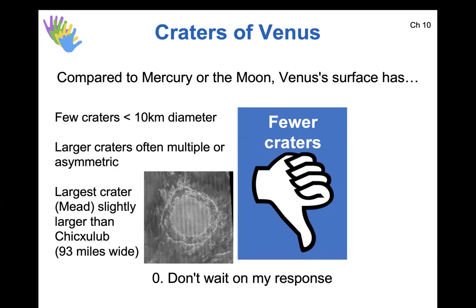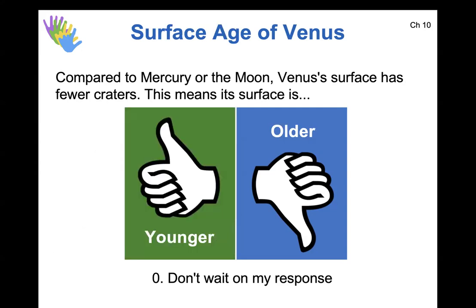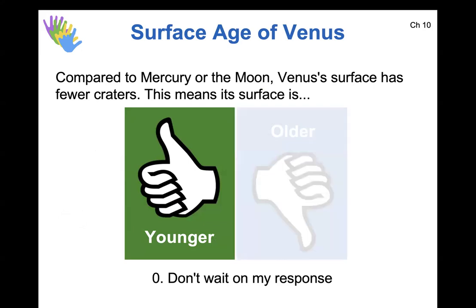This is the one associated with the impact event that caused the extinction of the dinosaurs some 65 million years ago here on Earth, and their sizes, Meade and Chicxulub, are comparably around 93 miles wide. Don't ask me why they didn't use kilometers. All right. And so, what does this tell us about the surface?